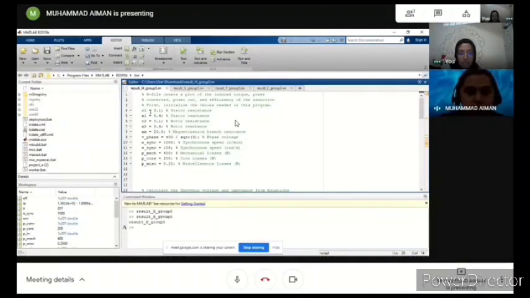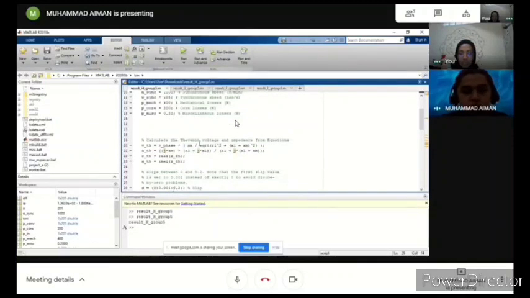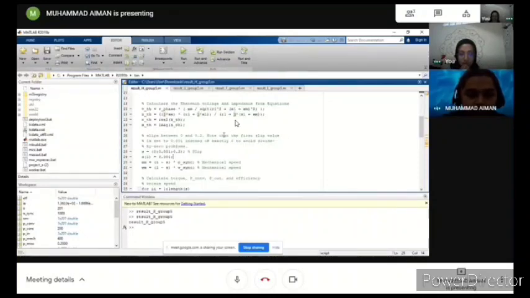First thing first, we declare the parameters that our group chose, just like before, for example the values of R1, R2, X2, and others. Then we also declare the formula for voltage and impedance Thevenin. We also set the value of slip, which is 0.2, and slip 1 is 0.001. We declare the formula for mechanical speed, Nm and Wm.